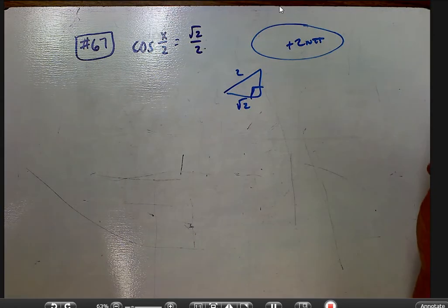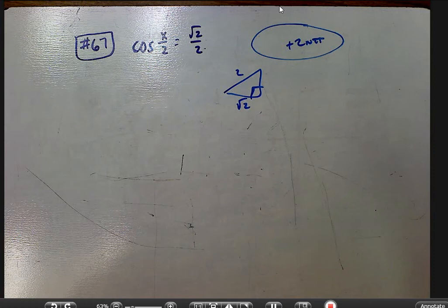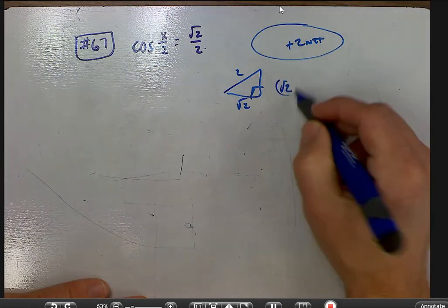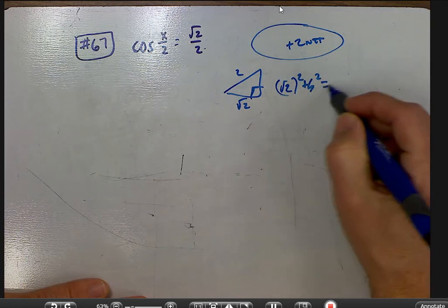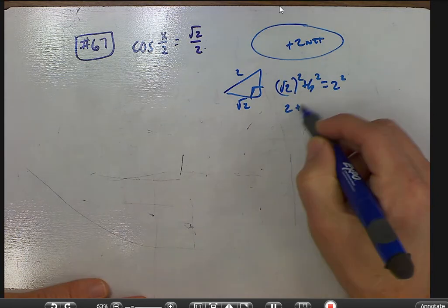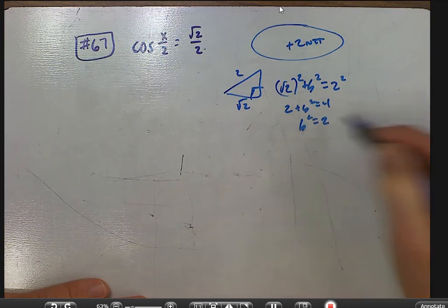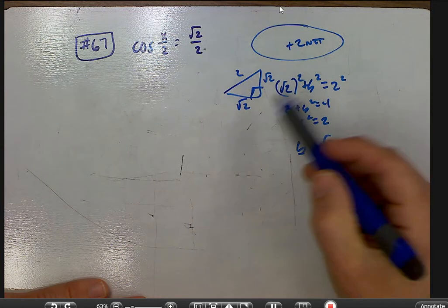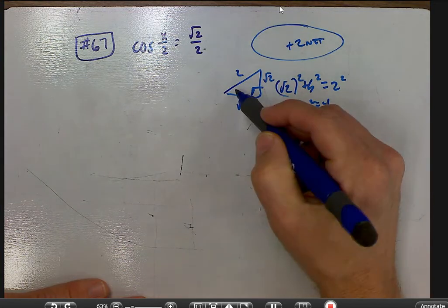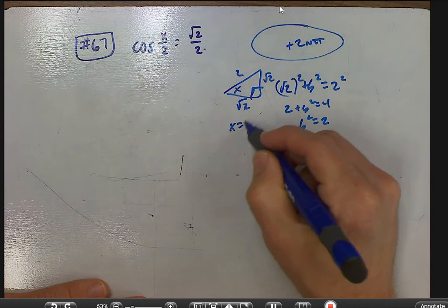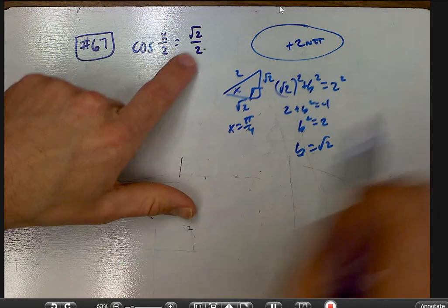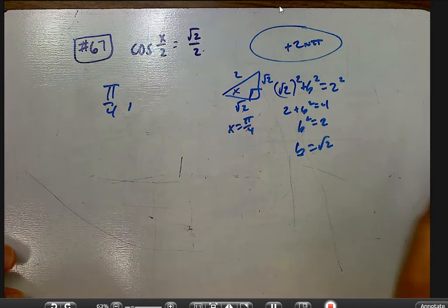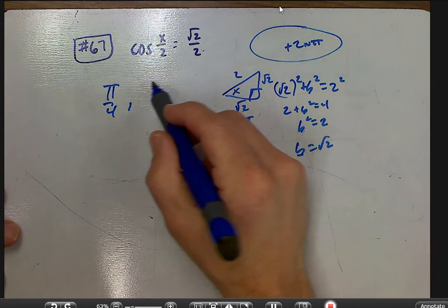What does this look like I'm actually going to do? Well, I believe if I go square root of 2 squared plus the other side squared is going to be 2 squared. So 2 plus b squared equals 4. B squared says 2, so b is the square root of 2. What that means is these two sides are exactly the same, which means this is a 45. So x is going to be pi over 4. Now, because this is positive, I need quadrant 1. Cosine is also positive in quadrant 4, so that's going to be 7 pi over 4.